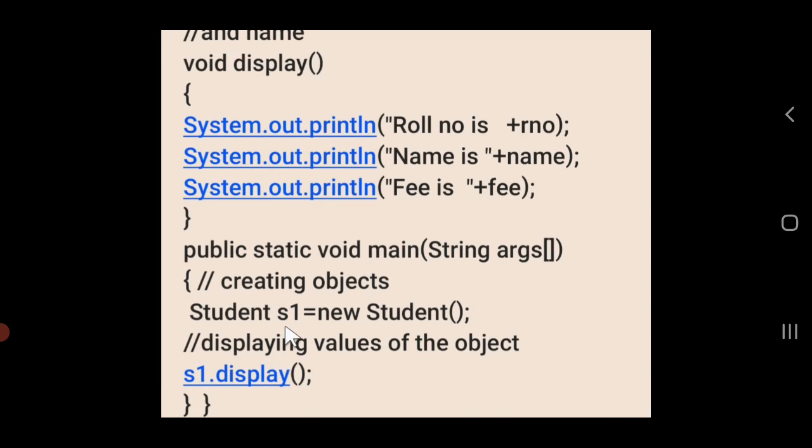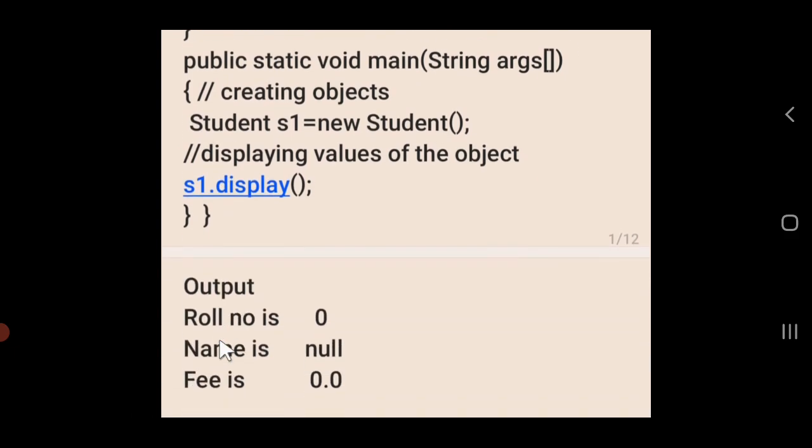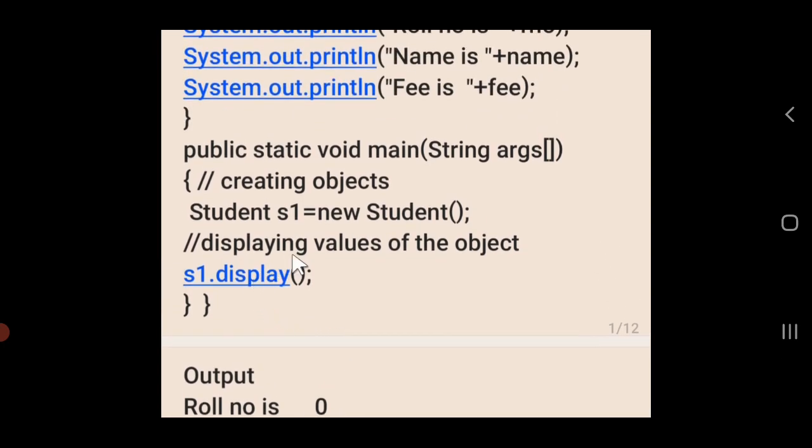But when we look at the entire code, what we miss is that I have not given any value to RNO, to name, to fee. So how come this will work? Let me show you that this will work, and I'm going to show you what values it's going to print. So the output is here: roll number is 0, name is null, fee is 0.0. Now everybody will think that when no data has been given to these data members, then how come these values are there? So let me tell you, students, something about the syntax of creation of an object.